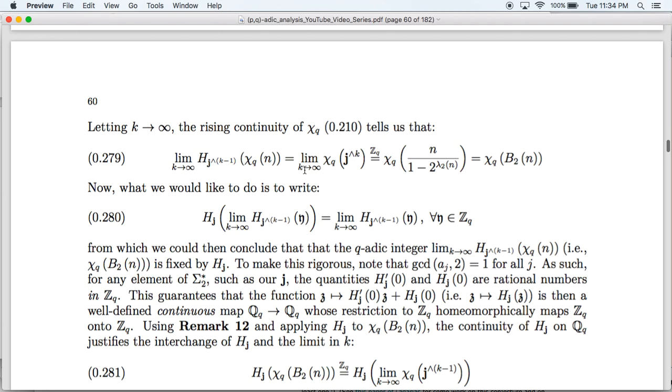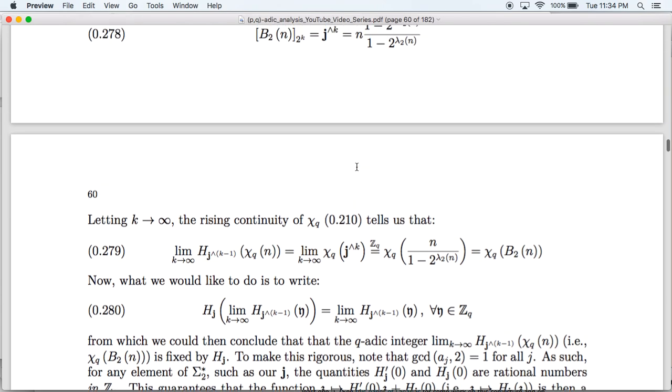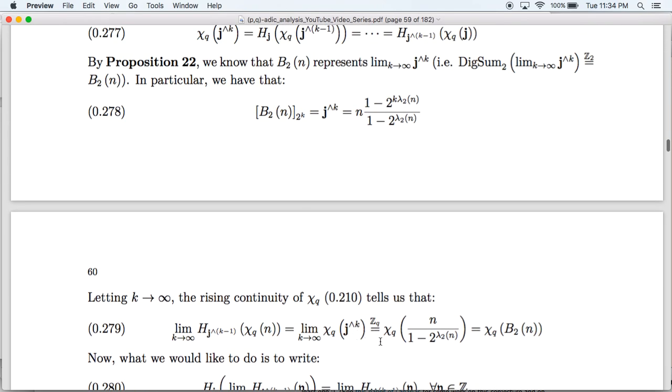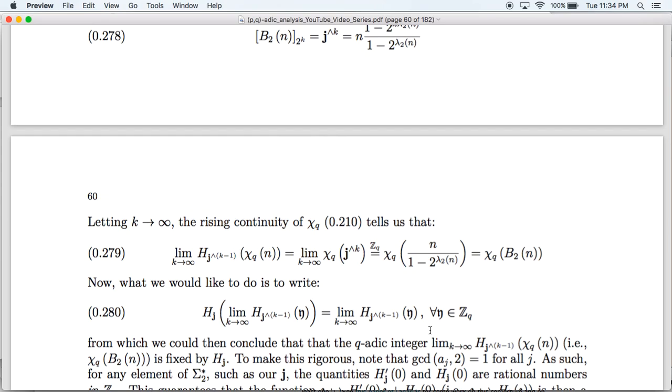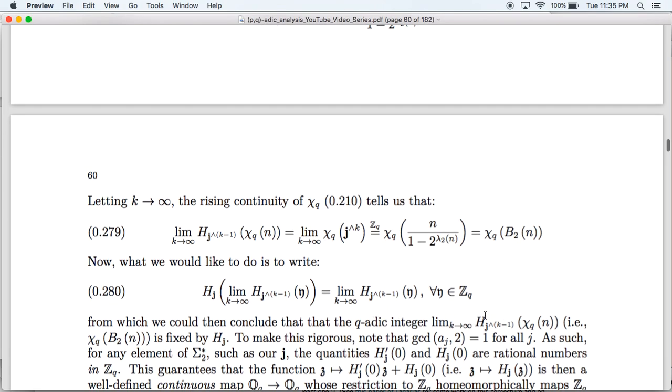This is equal to, we then rewrite this using the definition of chi q and the fact that n is represented by bold J. And then we use rising continuity and this formula to rewrite this as that, and then passing to the limit as k approaches infinity, we get this. So now what we would like to write is if we apply H bold J again on the outside, that this is the same thing as taking the limit on the inside, from which we can conclude that the q-adic integer, this thing, is fixed by H bold J.